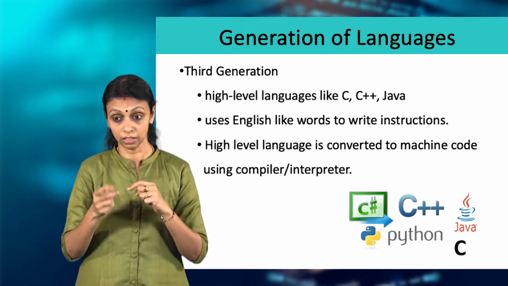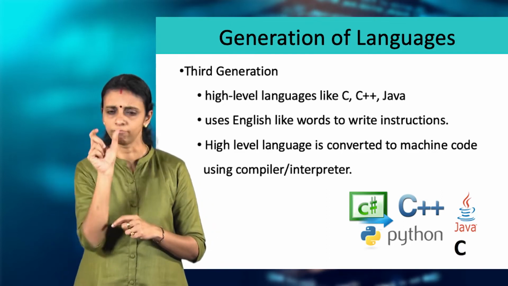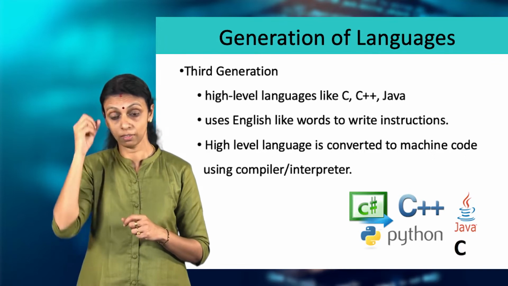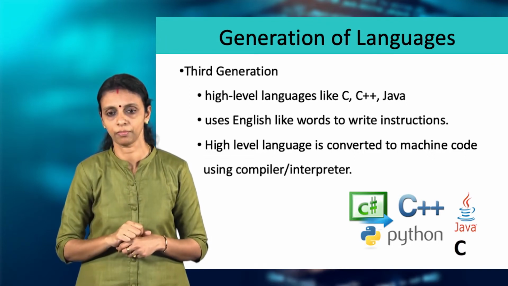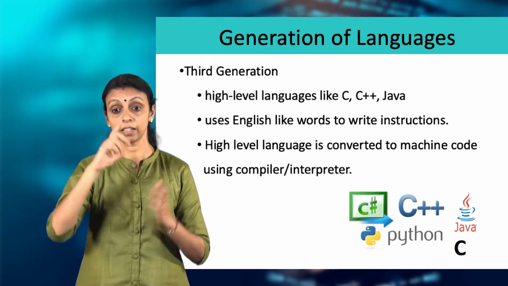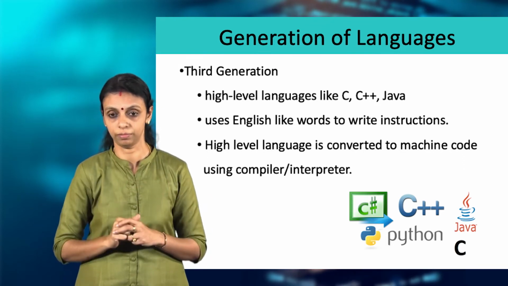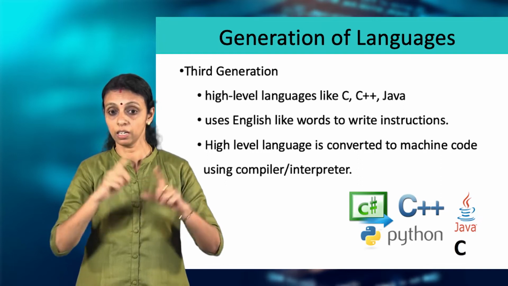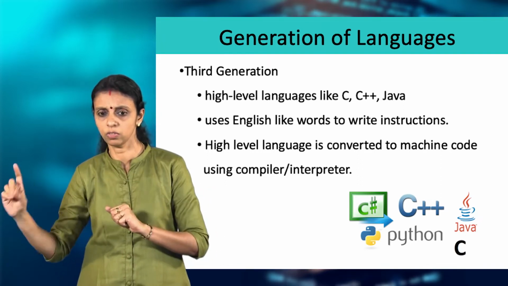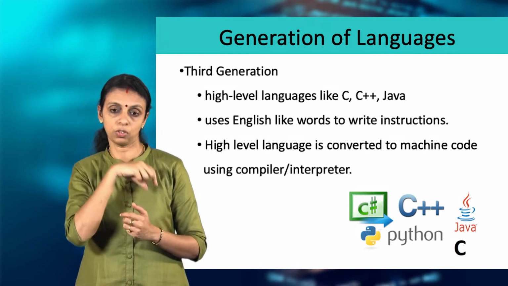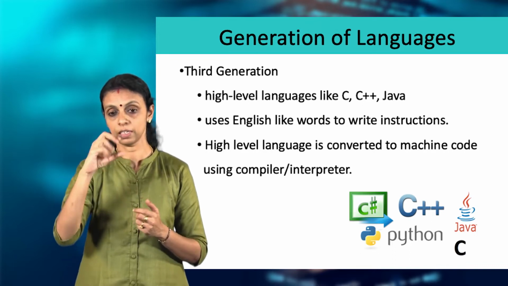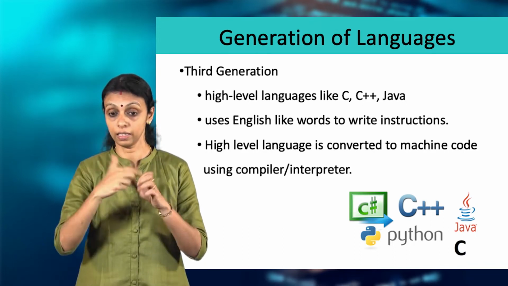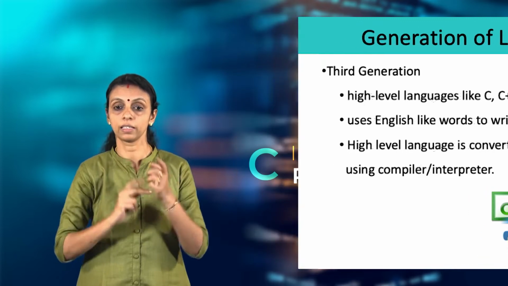It uses English-like words that human can understand easily. It is also called high-level programming language. High-level programming language can be translated into machine language, that is 0-1 form, using compiler or interpreter.